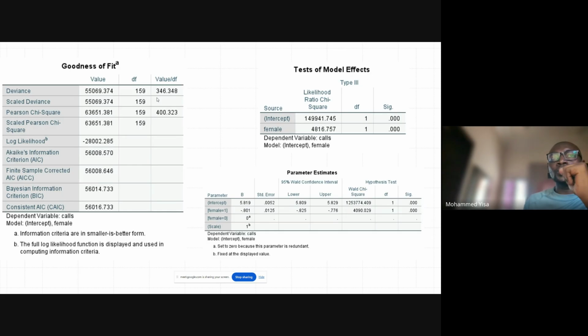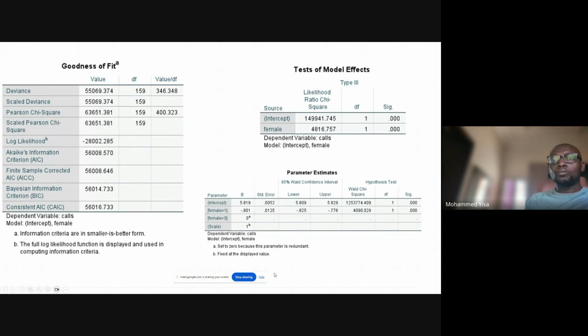But another way to go about it is just to do mean and variance of your outcome variable. And if you do that for the number of calls, you'd still realize that these are different. So once you are done with all of this, then you'd come to the actual regression table.